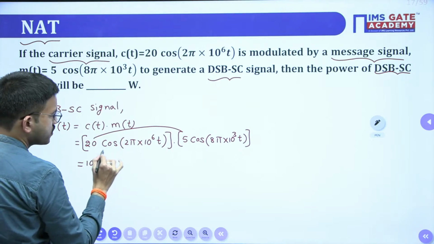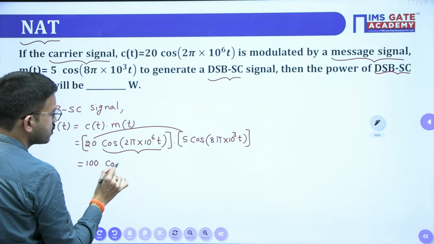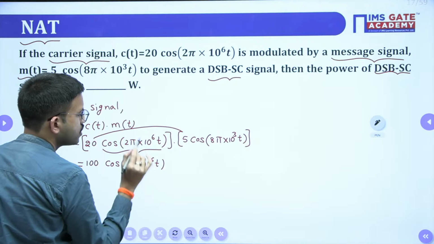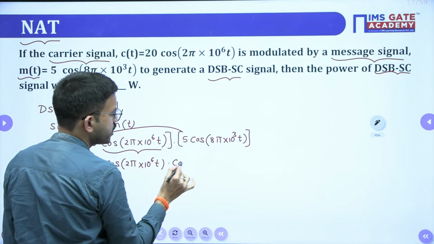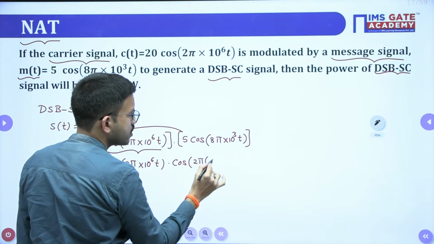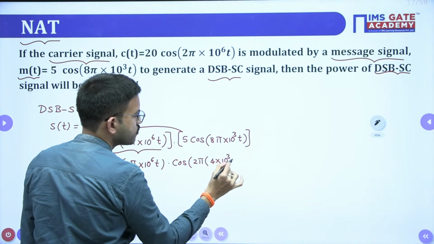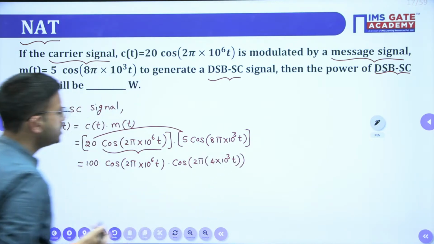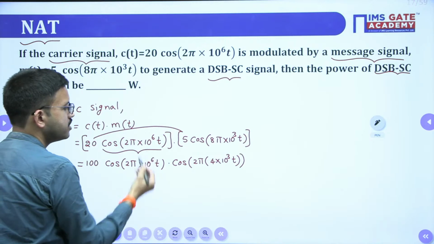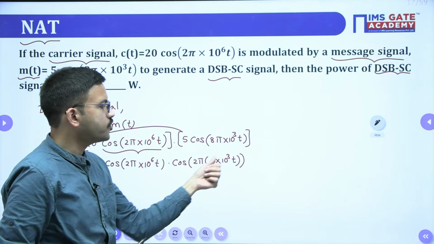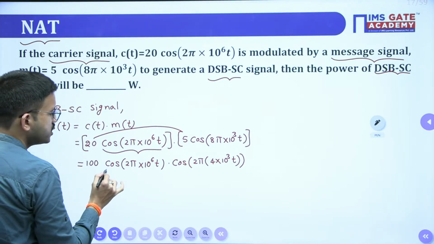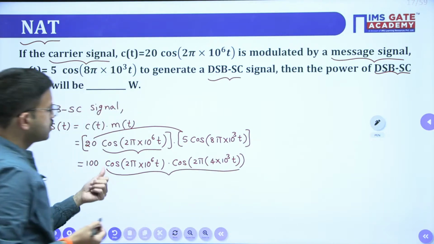Now this cos signal I am writing as it is, cos of 2 pi into 10 power 6 t. Now this cos signal I am rearranging like this, cos of 2 pi into 4 into 10 power 3 t. In general, we will be having the 2 pi f format, or omega t format. Omega is nothing but 2 pi f. Here the frequency is 10 power 6. Here the frequency is 4 into 10 power 3. Now, if you observe this equation, you are having cos A cos B.